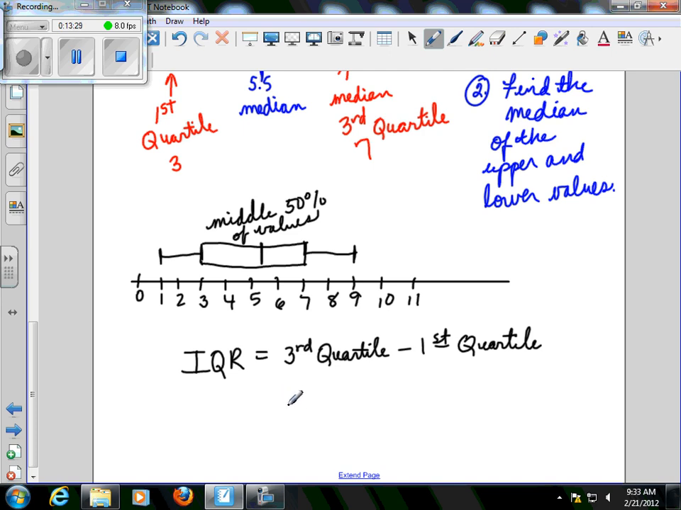So the third quartile is 7. Oh, I wrote that down. 7. And our first quartile is 3. So 7 minus 3 gives you 4, and that is the interquartile range.